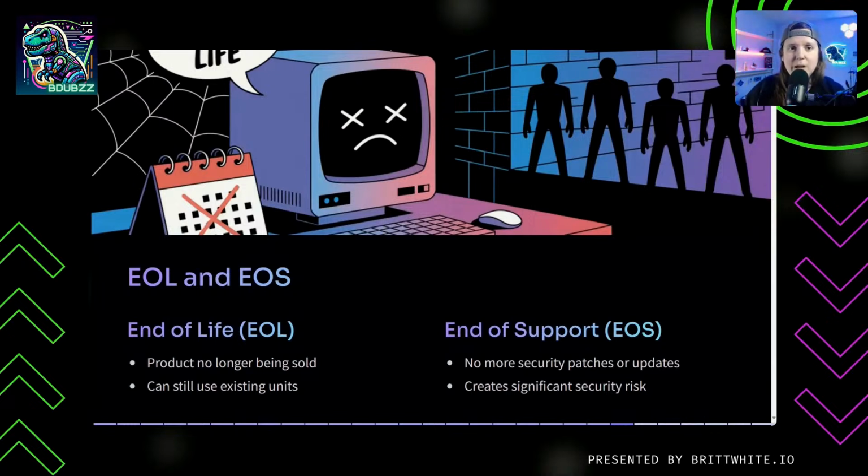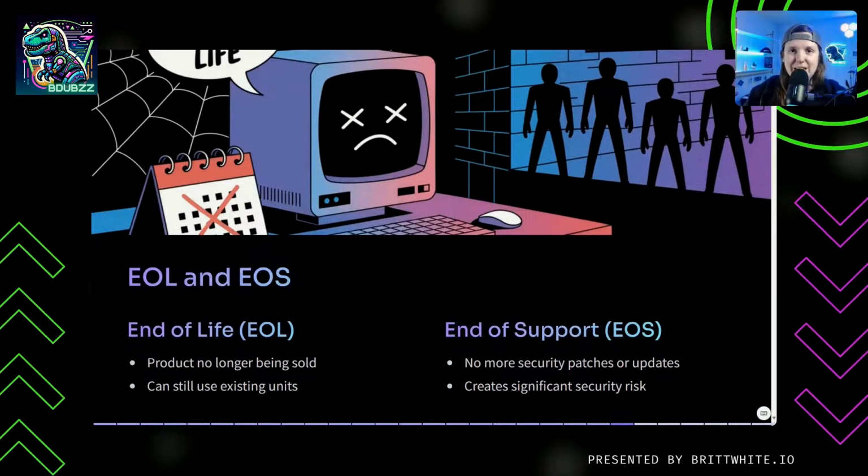Now, EOS, or end of support, is much more serious from a security perspective. When a product reaches EOS, the vendor stops providing updates and security patches. This creates a significant security risk because when new vulnerabilities are discovered, and they will be discovered, there won't be any fixes available. Imagine having a door lock that you know is broken, but the manufacturer won't repair it anymore. That's essentially what EOS means for your technology. So which is worse for security? EOL or EOS? It's EOS because that's when you stop getting security patches.